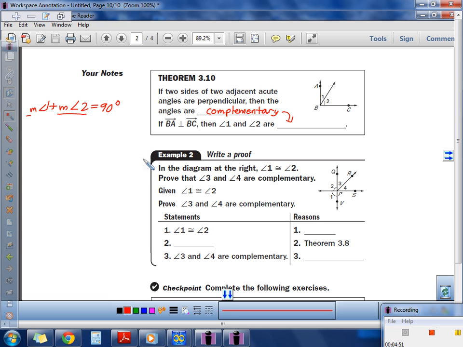I'm actually not going to be doing these proofs. I don't like how they do them. I don't like the reasons they give. These are not good reasons in my opinion because Theorem 3.8 may be different from book to book. So I don't really like these. These are not exactly how you'll see them on the test. The only thing that I want you to get from this proof is this. If it tells you they're complementary, what reason will you probably be using? Definition of complementary angles. You will be using that definition.